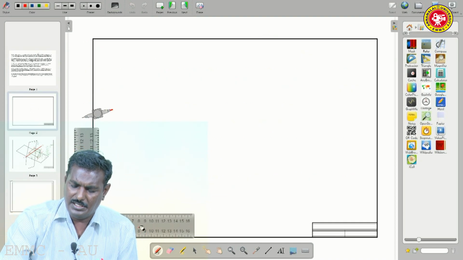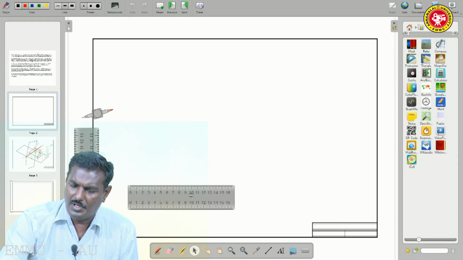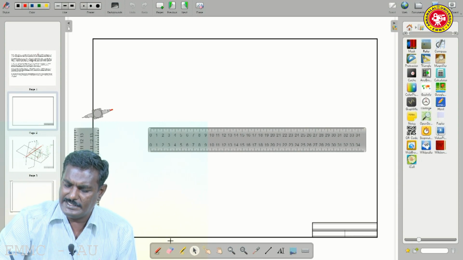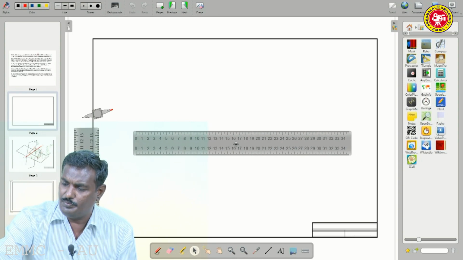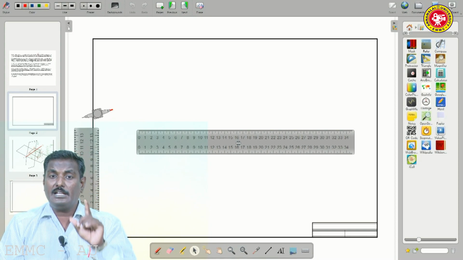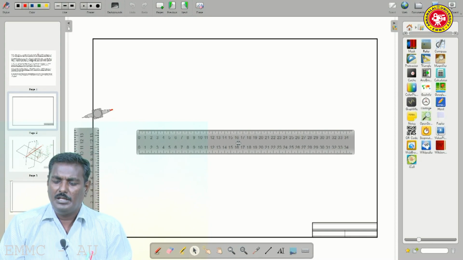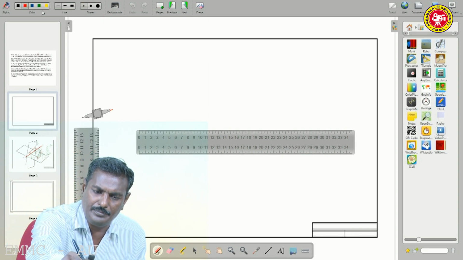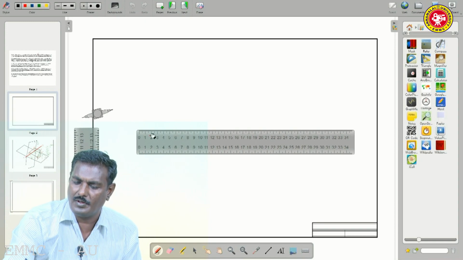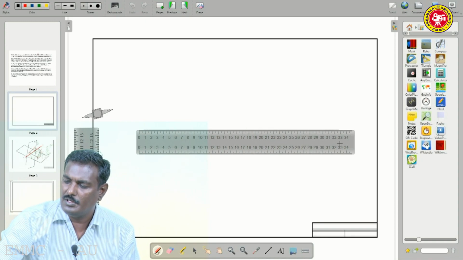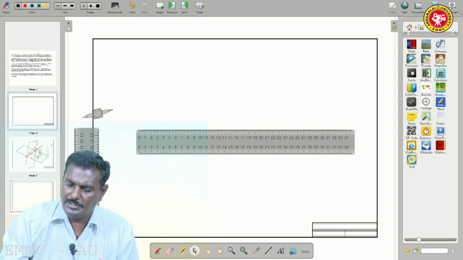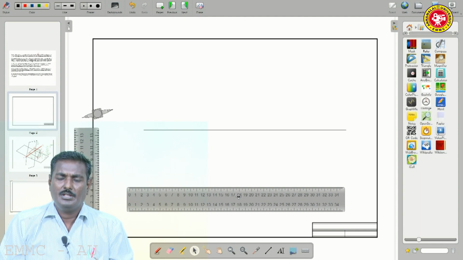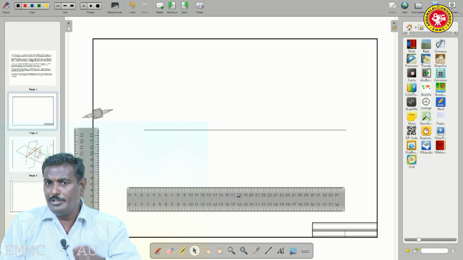Here, I just take the scale. So, what is our aim? What about the concept I said in theory of projection: draw a reference line. The first step is to draw a reference line, XY. Next concept, now we are going to the problems.